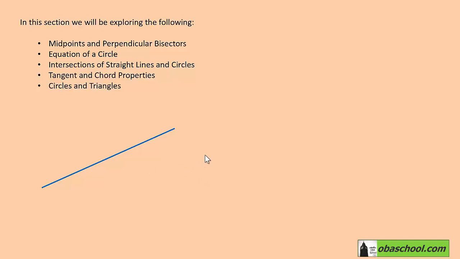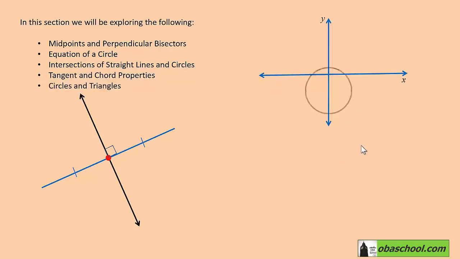here's a line segment. This is the midpoint, which we can see because we've marked either side as being equal in length. This line is the perpendicular bisector of the original line segment. We're going to look at the equation of a circle, both with circles centered at the origin and centered at some other point.